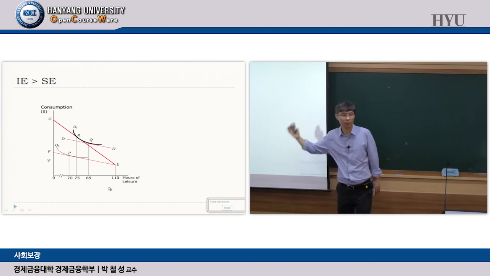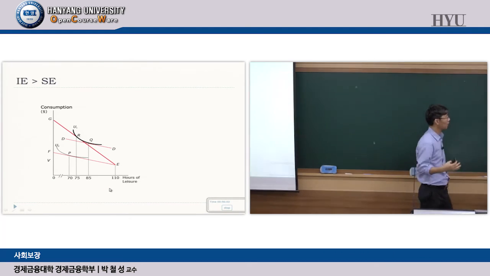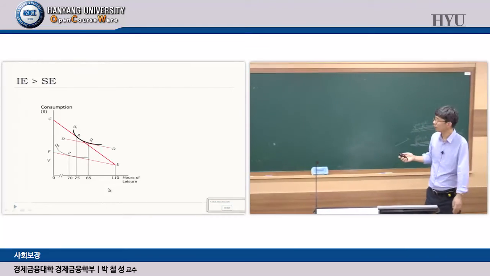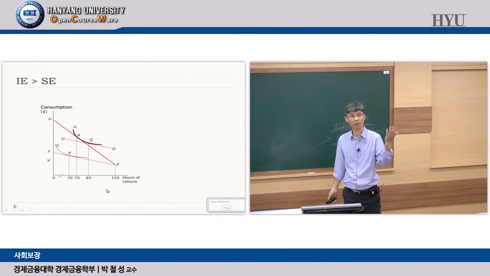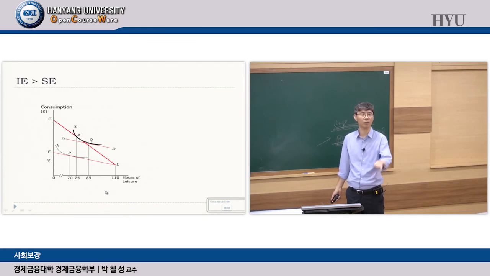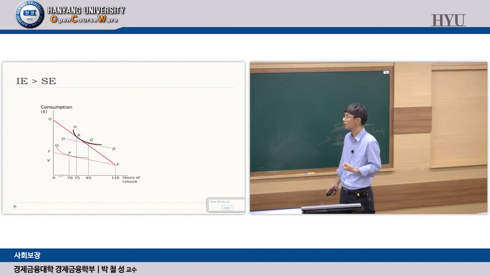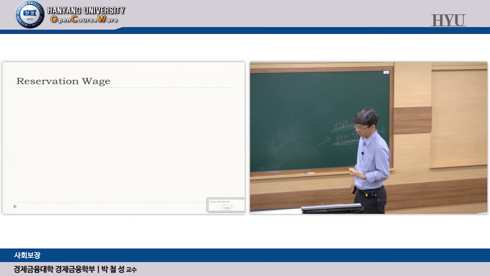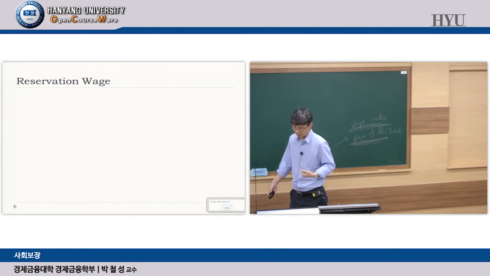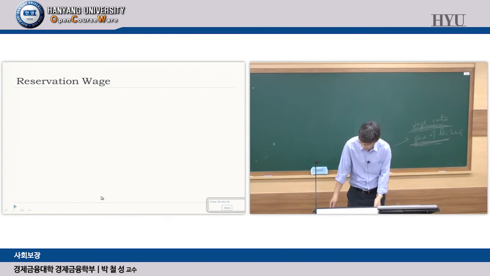Okay? So if the substitution effect dominates the income effect, then when the wage rate goes up, labor supply will increase. When the wage rate goes down, labor supply will decrease. If the income effect dominates the substitution effect, when wage goes up, labor supply will decrease, and when wage goes down, labor supply will increase. Okay, I think we should stop here today, and we're going to continue tomorrow.